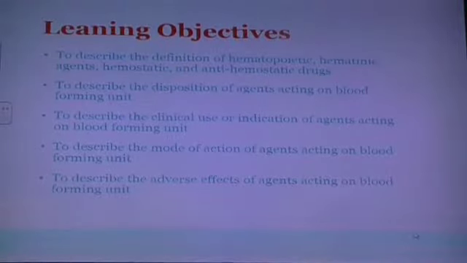The learning objectives for this class: you have to define or explain the hematopoietic, hematinic, and anything related to drugs, and hemostatic or anti-hemostatic drugs. You will need to describe the disposition for each agent, but you don't need to memorize everything, only the ones with unique characteristics. And of course, because we are going to be veterinarians in the future, you need to know the clinical indication for each agent, and describe the mode of action and the adverse effects.